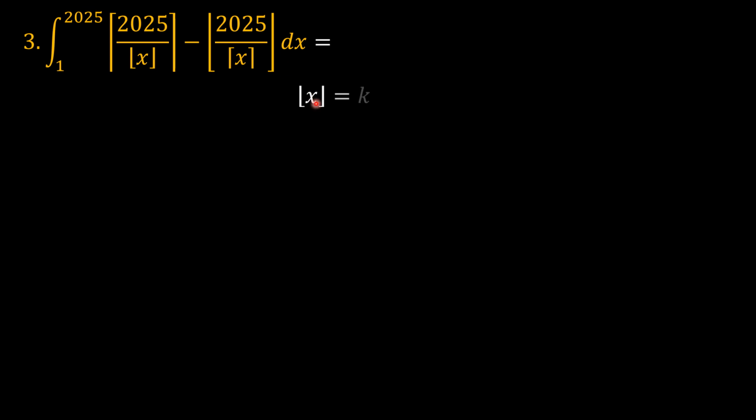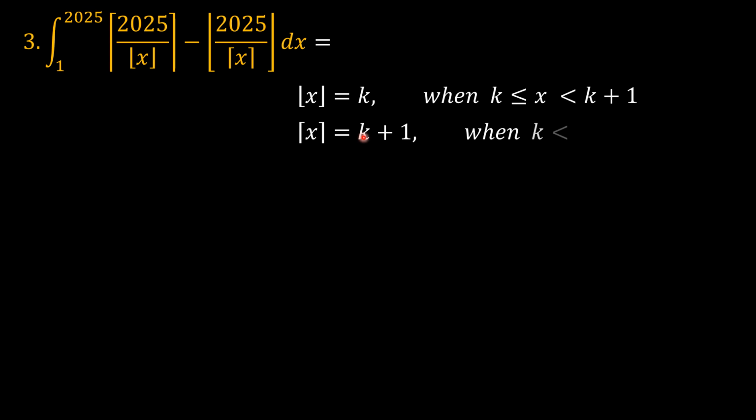For the floor of x, that is equal to k when x is greater or equal to k and less than k plus 1. So in other words, when x is between k and k plus 1, but not k plus 1, the floor of x is k. And then the ceiling of x is equal to k plus 1 when x is less or equal to k plus 1 and greater than k.